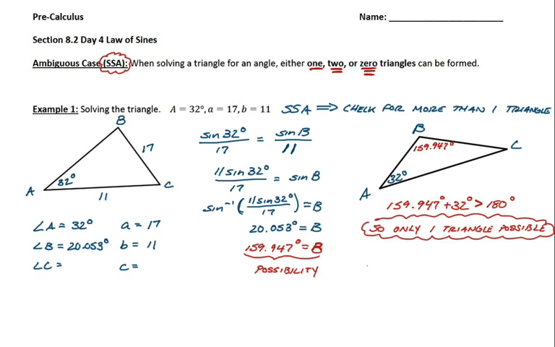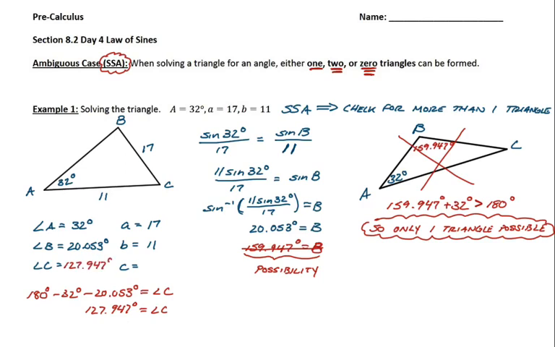So what I do with this information is I essentially cross out the second triangle and cross out the second angle for B. So now that I know that B can only be 20.053, I would carry on solving this triangle the way I have been. I'm going to finish it with law of sines, but first I'm going to find angle C by subtracting 32 and 20.053 from 180. So if I do that, what I would get for angle C is 127.947 degrees.